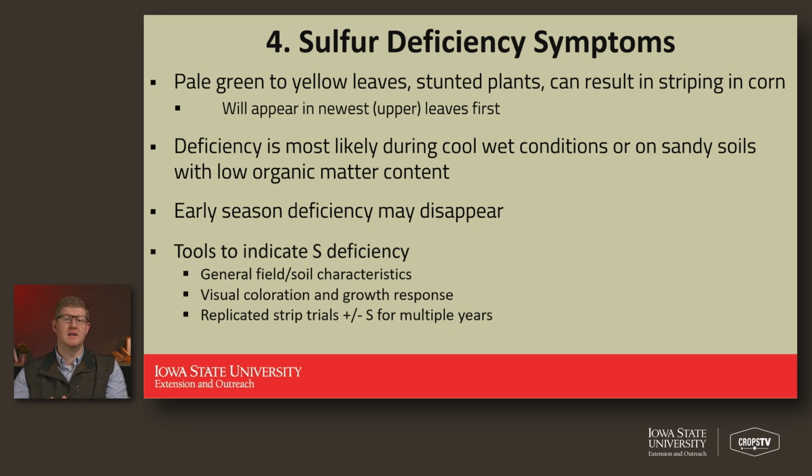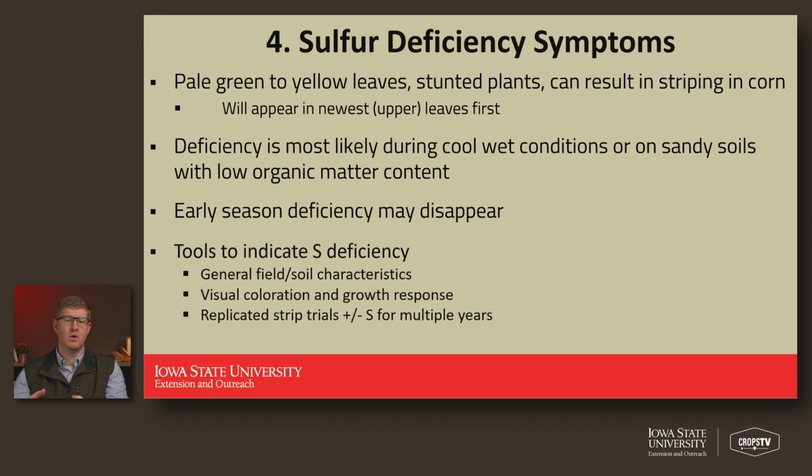I think number one is just understanding the general characteristics of your field and your soil, right? If you have low organic matter in your field or if you have sandier soils, it's more likely that you have a true sulfur deficiency rather than one that may go away over time. Use your eyeballs. I think the biggest thing that you can do to identify sulfur deficiency is to identify the coloration and the symptomology on the actual plants themselves.